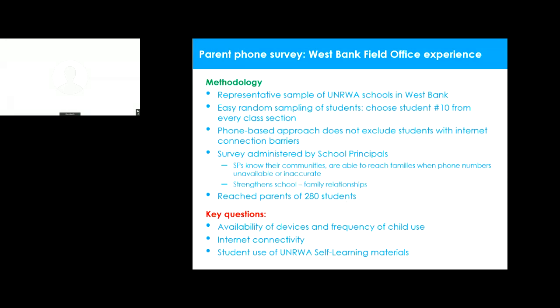The first reading of the result indicates that, for example, more than 70% of parents reported that their children were able to access the internet. Now, we will benefit from the result in planning well for the catch-up month of August, in order to ensure the quality of the service provided in integrating face-to-face learning with the self-learning approach.